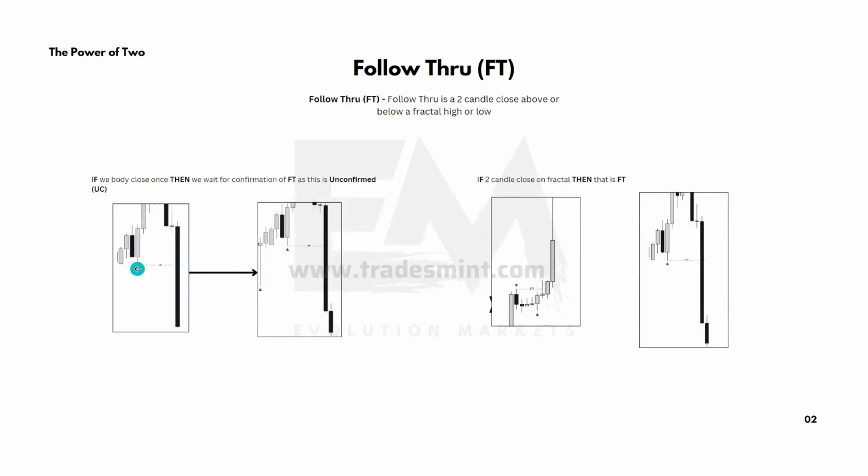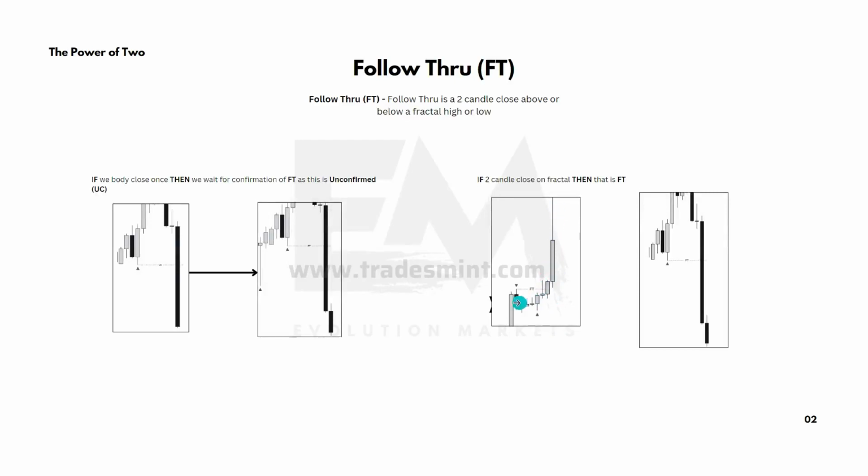So for example here, this is a fractal low. We've got this one body candle closure here. So we need to wait for the next candle to close, because in this sense, when you've only got one bearish body closure on this fractal low here, it is an unconfirmed bias. And then if we wait for the next candle, as you can see here, again, we get another bearish body candle closure there, and we can assume that this now is a follow through environment. Same again here. If we get a 2 candle close on fractal, then that is FT.